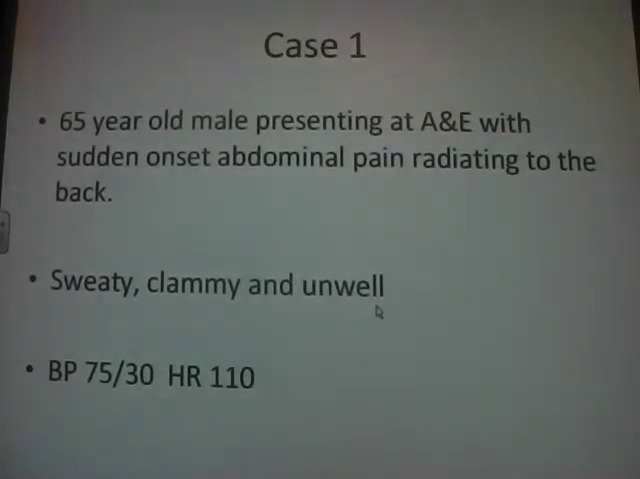So, just a couple of clinical cases to highlight the point. A 65-year-old male, probably your typical aneurysm patient, same as your typical cardiac patient, same risk factors, same diseases really. Presented to A&E with sudden onset abdominal pain radiating to the back, sweaty, clammy and unwell, likely to be hemodynamically unstable, with low BP and tachycardia. A lot of the time, do you know what they do in the ambulances, how they decide where to take them?